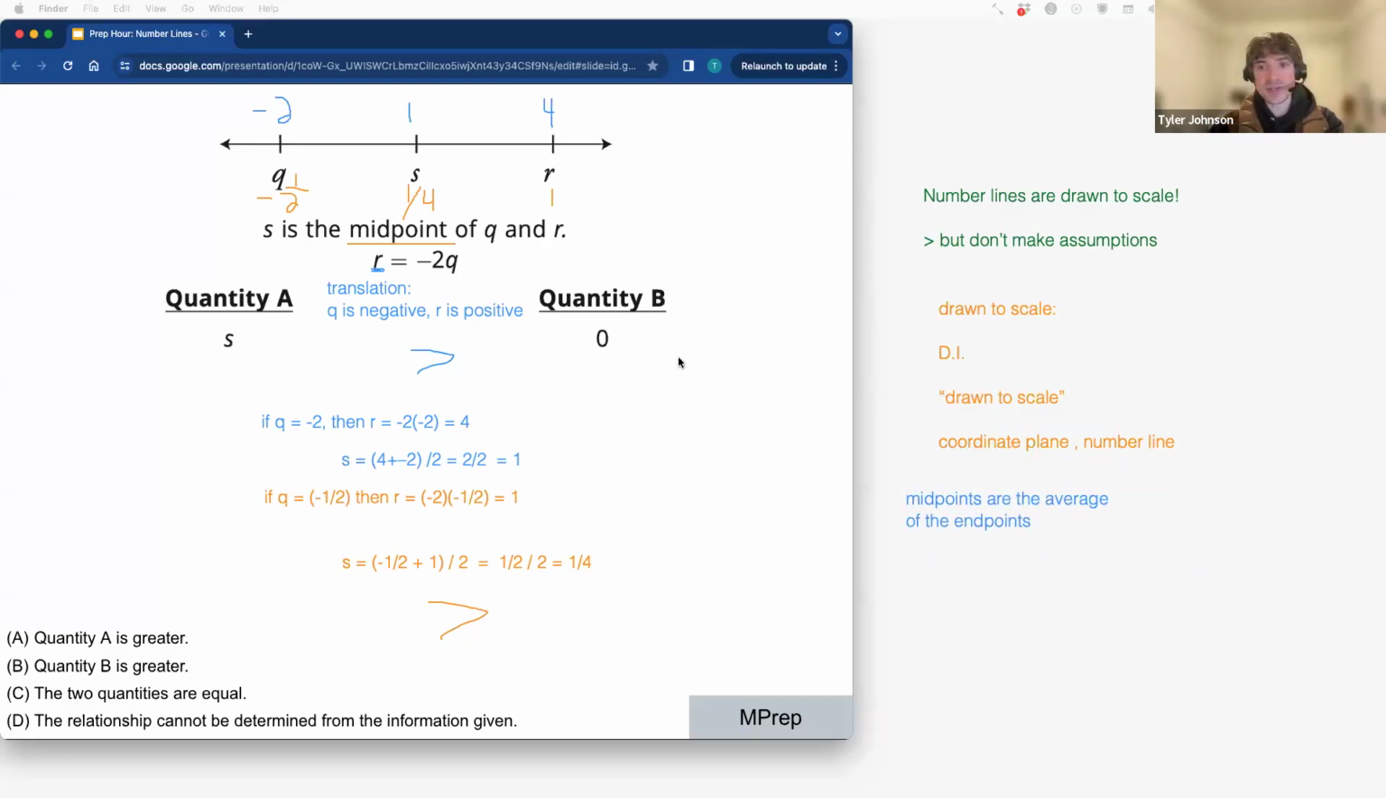Biggest takeaway, though, is just conceptually, anytime you're asked about midpoints, whether it's on a number line or the coordinate plane, the easiest way to find that is taking the average of the endpoints. Okay, here's another midpoint question. I'll give you a couple minutes.